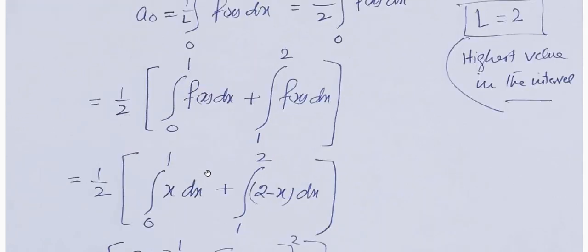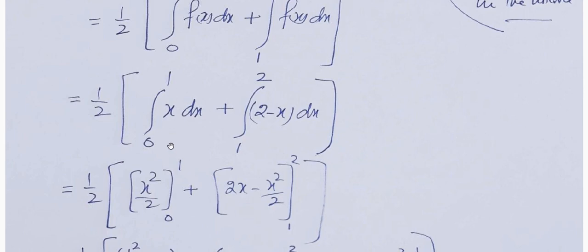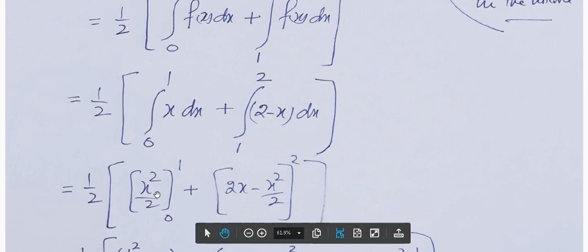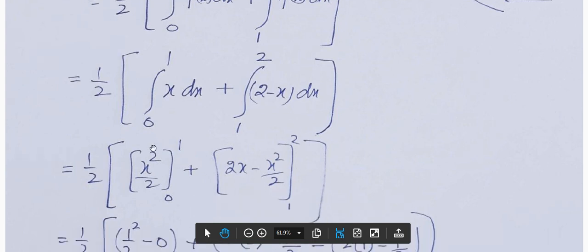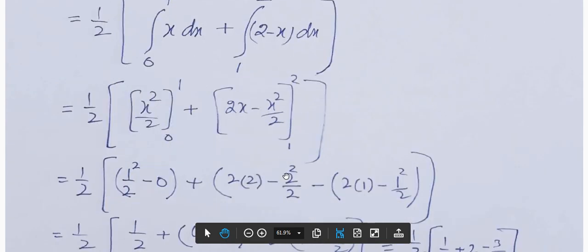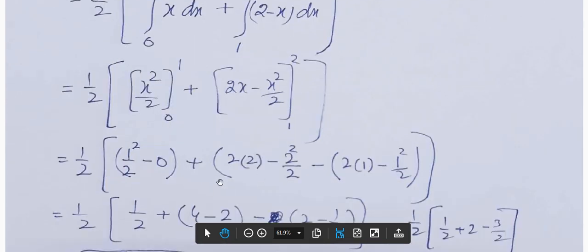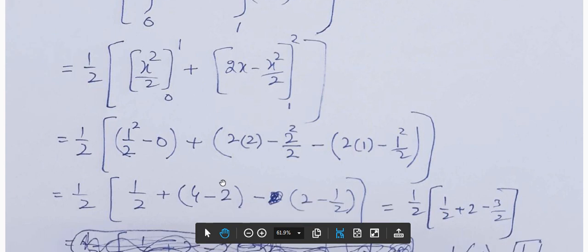Now next we have to solve this integration problem. You know the integration of x is x squared by 2, and the integration of 2 minus x is 2x minus x squared by 2, and you can substitute the limits from 0 to 1 and then 1 to 2. You can simplify this. I will not explain it, because this is very simple. You will solve these integration problems many times.